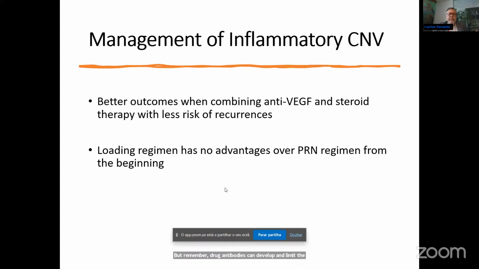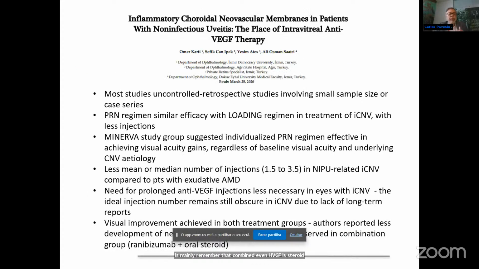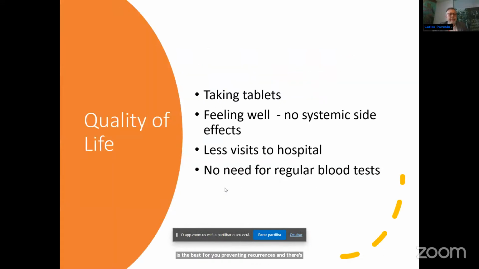In managing CNV-associated inflammation, remember that combining anti-VEGF with steroids is the best way of preventing recurrences, and there's no need for a loading regime in this. This is just the papers supporting these statements I made.